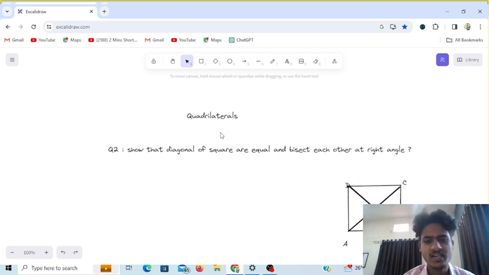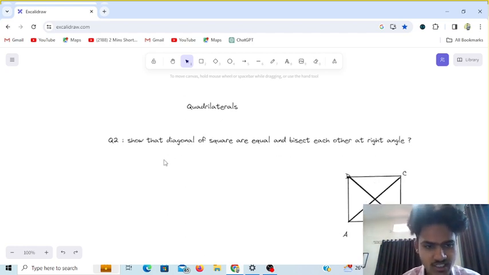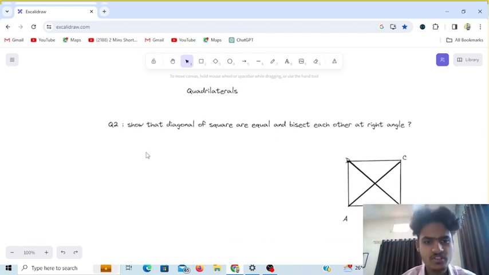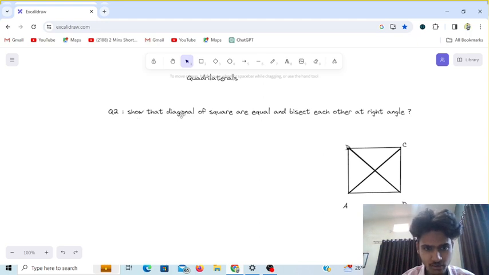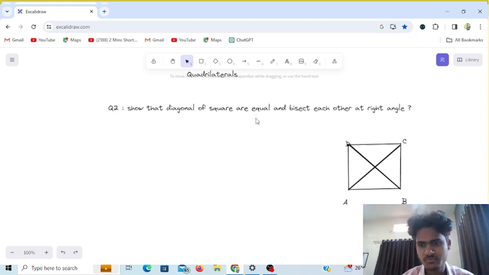In today's video, we are discussing the quadrilateral NCERT problem of 2. The problem is: show that the diagonals of a square are equal and bisect each other at right angles. So first we show that the diagonals of a square are equal.